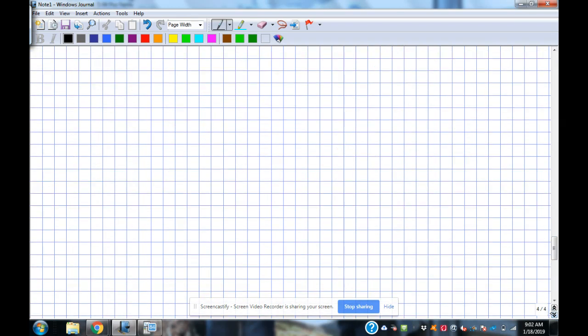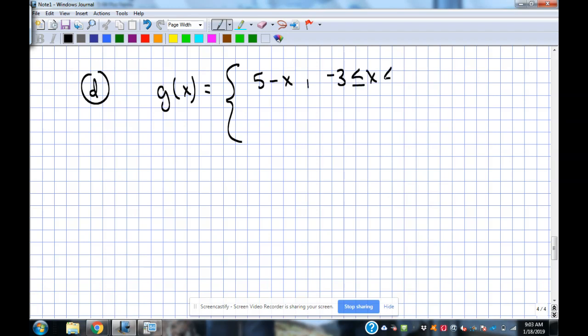All right, one more. I don't know. I wrote G, but it's actually example D. The function is G of X. We'll just do a two-parter. 2 parts on this one. 5 minus X from negative 3 is less than or equal to X is less than 1. And then the square root of X minus 3 for X's that are greater than 1.